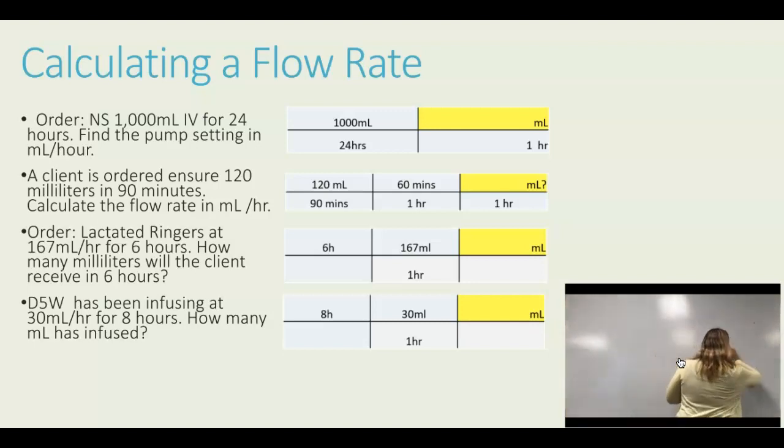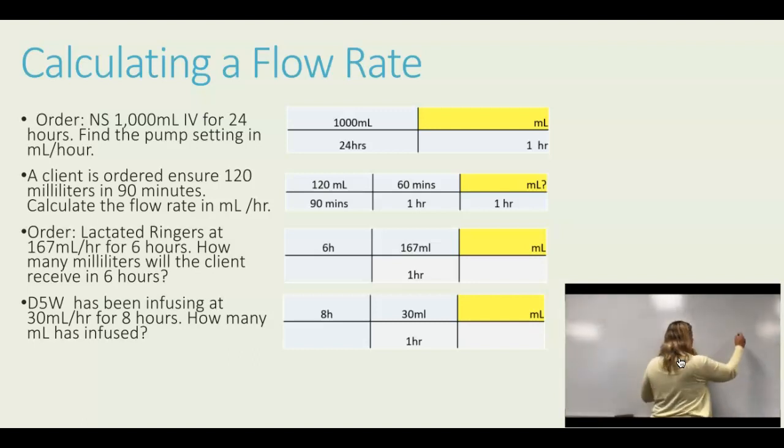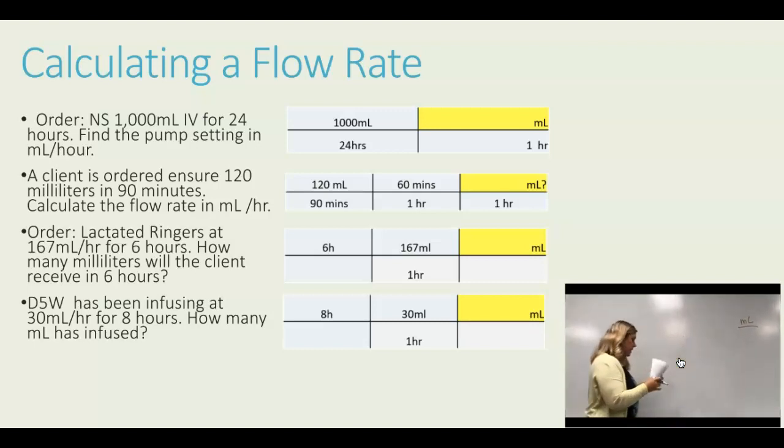Question number 3 of 4 for this slide. Order is for LR to infuse at 167 milliliters per hour for 6 hours. How many milliliters will this client receive in 6 hours? So you're thinking, well, we haven't done stuff like this before, have we? So we just need to set up our problem appropriately, right? All right, so we're solving for milliliters. We want to know how many milliliters in 6 hours.